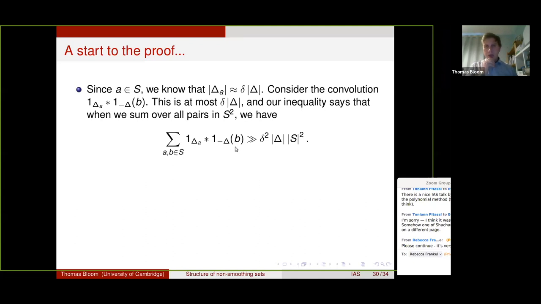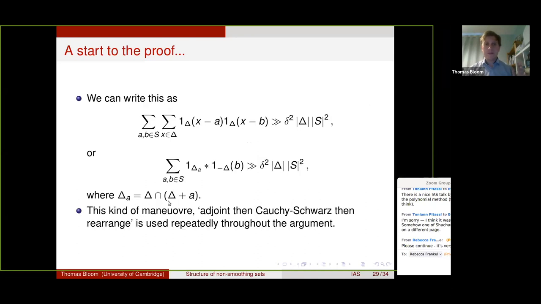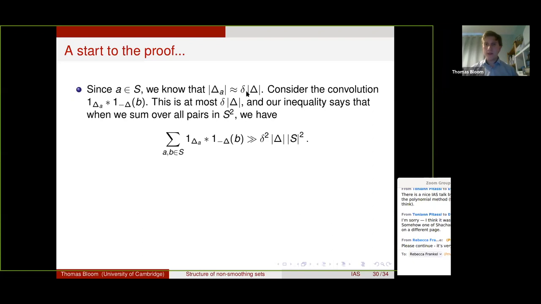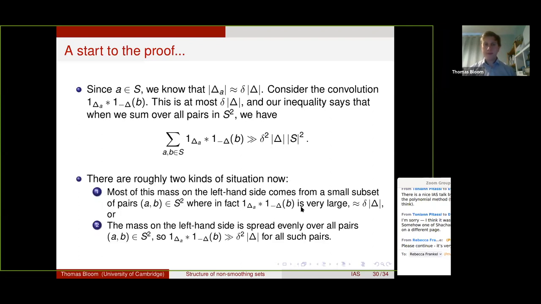So since A is inside S, by definition, we know what the size of delta A is. The size of this intersection is by definition exactly the convolution of delta combined with minus delta at A, which we know by choice of S is roughly little delta times big delta. So consider this convolution. Trivially, it's at most the size of delta A, which is little delta times big delta. And our inequality says that when I sum over all pairs in S squared, this convolution is at least, on average, little delta squared times big delta.